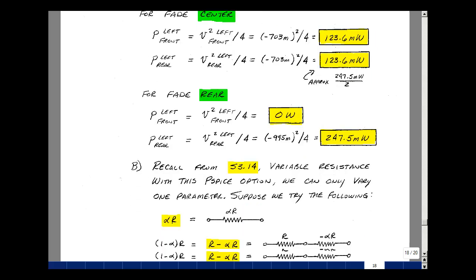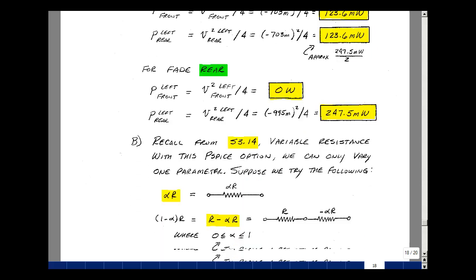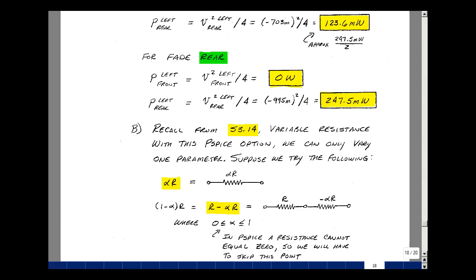So let's go back to supplemental problem 3.14, where we made a variable resistance using PSpice. Now you can only vary one parameter in a simulation, so we have to be a little bit creative how we're going to do this. I want to vary a resistor of alpha times R, that's my pot, and then the other side of the pot is 1 minus alpha times R. But let's multiply that out.